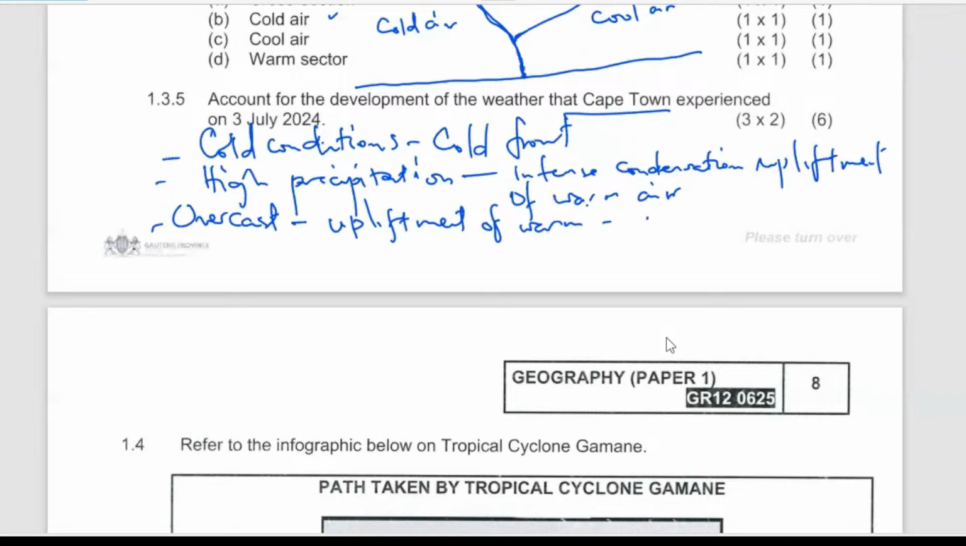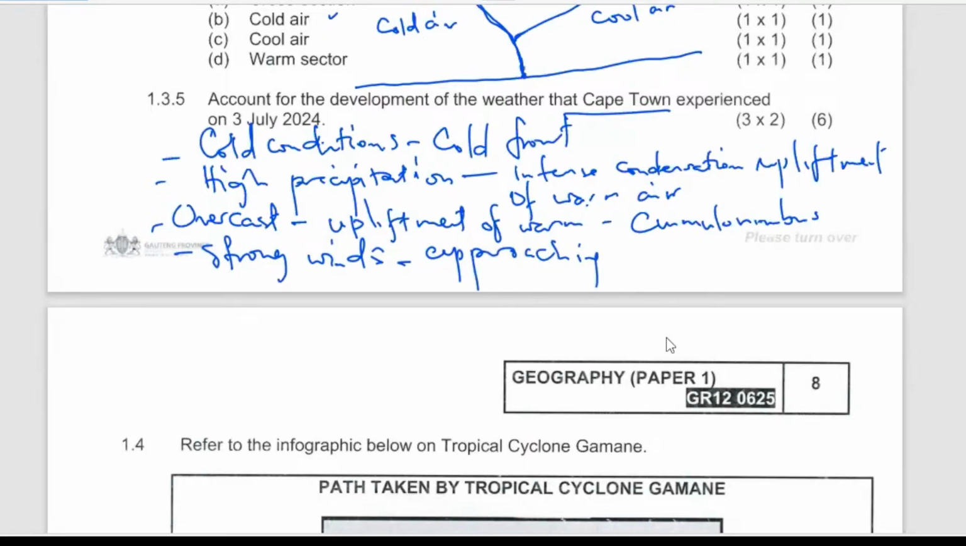And predominantly, we talk of the cumulonimbus clouds, which we know are rain-bearing clouds. And also, we can talk of strong winds that are likely to be experienced. The strong winds are caused by the approaching cold front, which is going to cause strong winds around Cape Town.